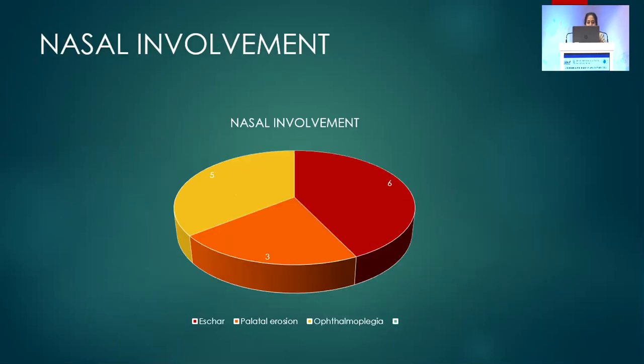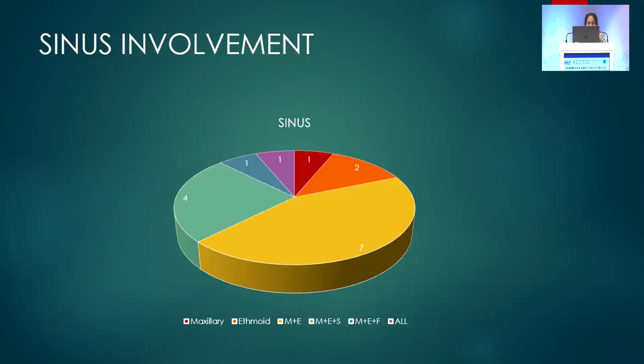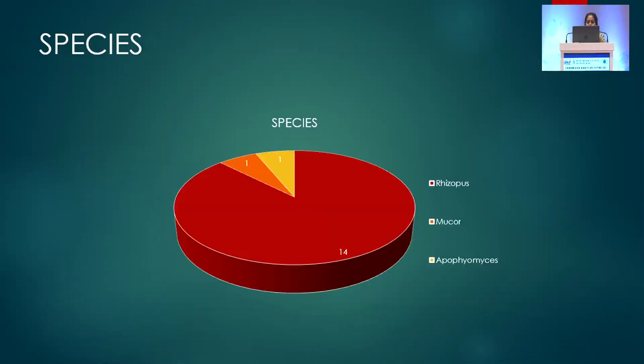Nasal involvement was more common, with ischiocytes, then palatal involvement and ophthalmoplegia seen in 5 patients. On the ENT side, there was also sinus involvement; the maxillary and ethmoidal sinuses were most commonly involved. Coming to species, Rhizopus species was mostly involved.